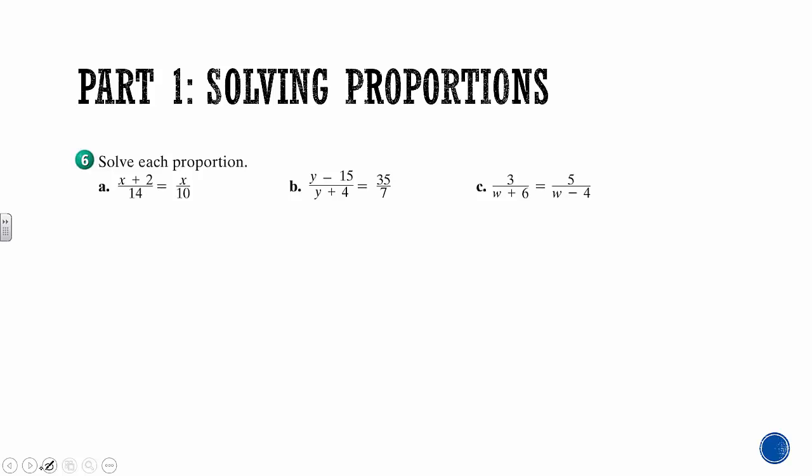So now let's move to some hard ones. These ones look a little funny just because they have x plus 2 or y minus 15, but we can solve these exactly the same way. Now this is where cross products really come in handy, because I can turn these two fractions into a nice easy equation that I know how to solve. So I do 14 times x, and then I do 10 times x plus 2. And now we can solve this.